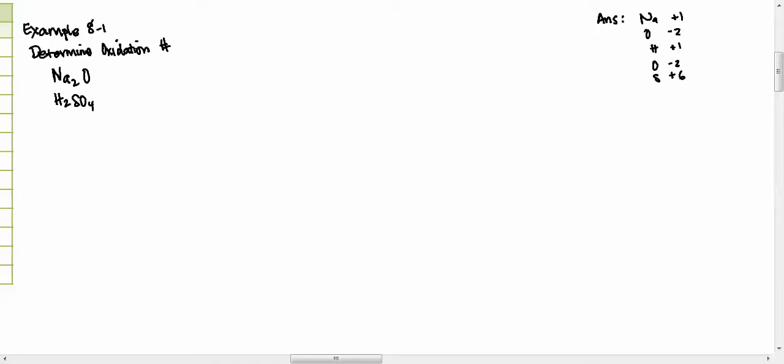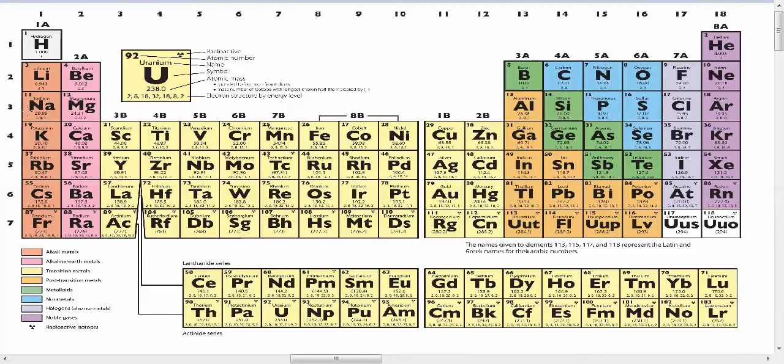What we have to do is determine the oxidation number of each element in the following compound: sodium, oxygen, and also the H2SO4. So if we look at the periodic table, that's kind of the key to this thing. For sodium, Na, you look at the periodic table and you find it's right over here.